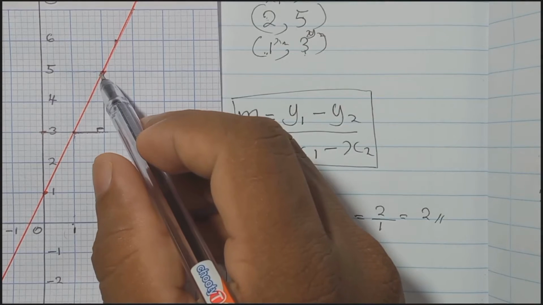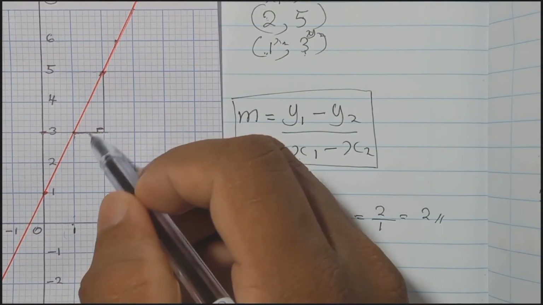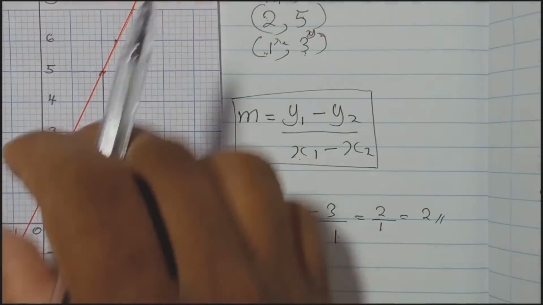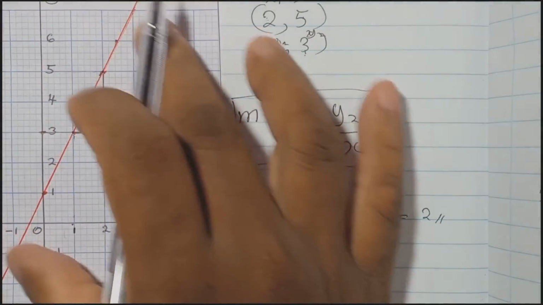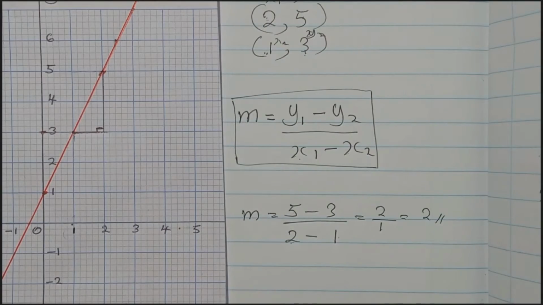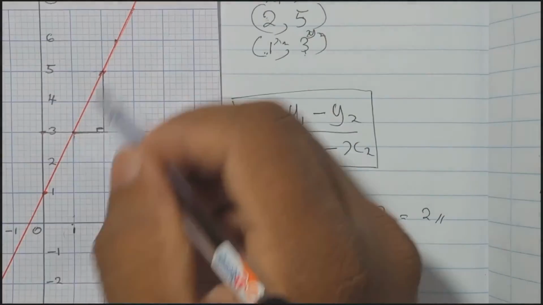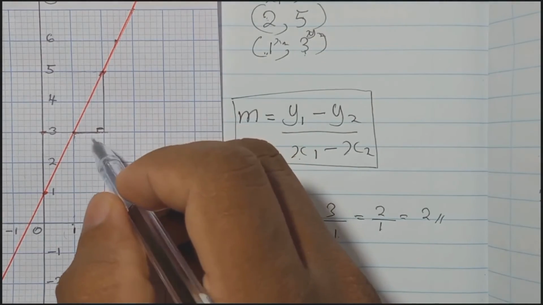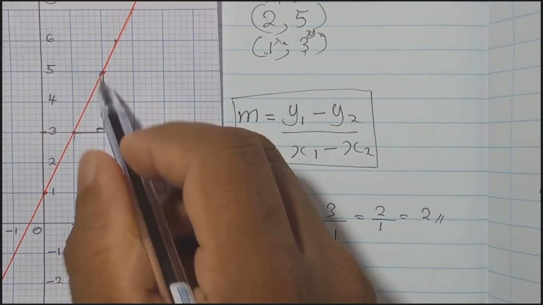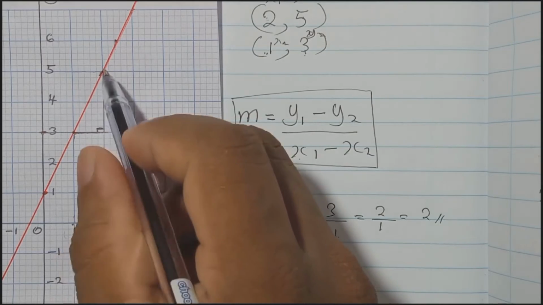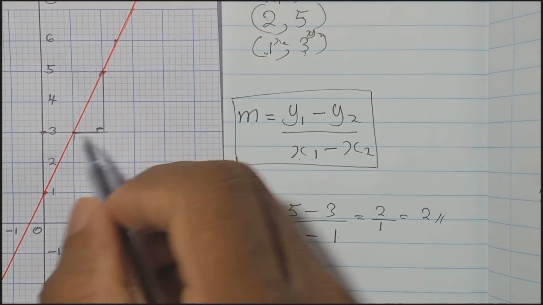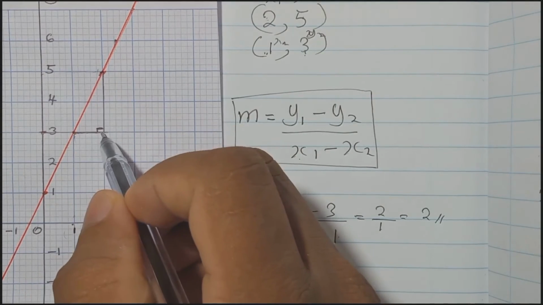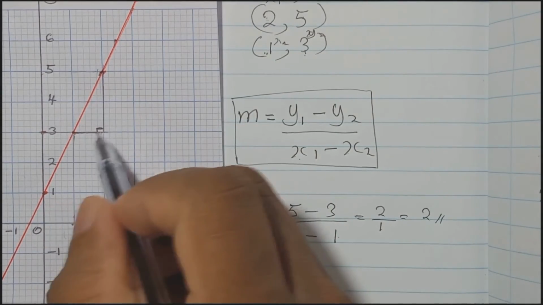Like this, you can make a small right angle triangle or a bigger one. Doesn't matter. But the only rule here is that the hypotenuse must be your graph. Then you must make a right angle triangle. Then take this height divided by this width. Here 5, here 3, no? So 5 minus 3, 2. This length is 1.